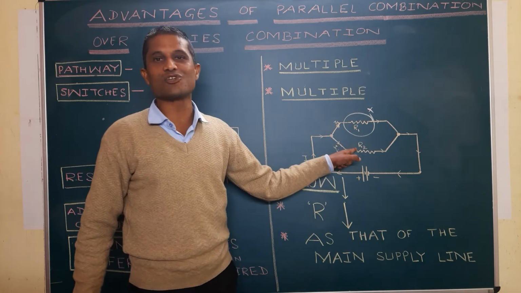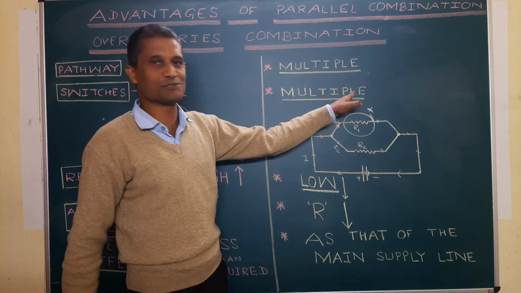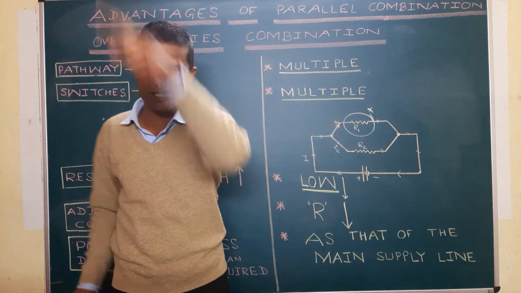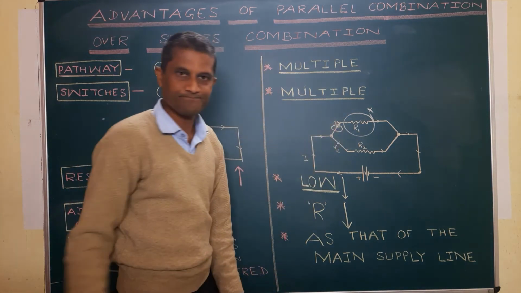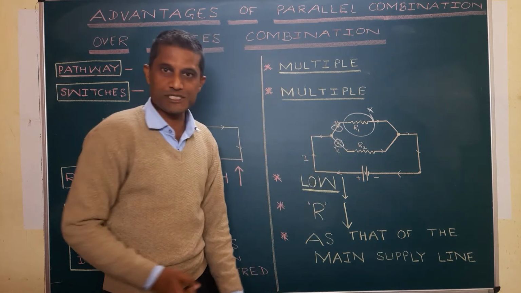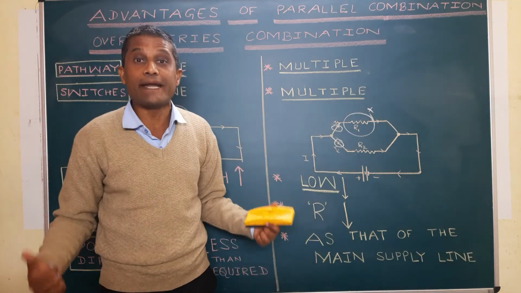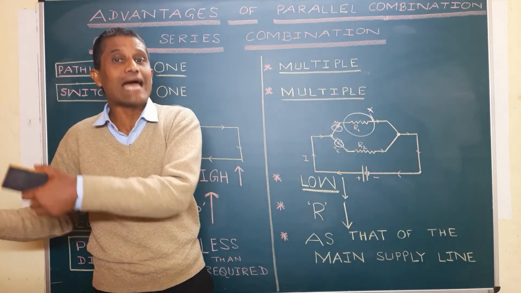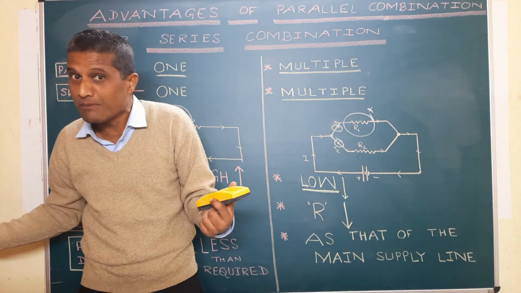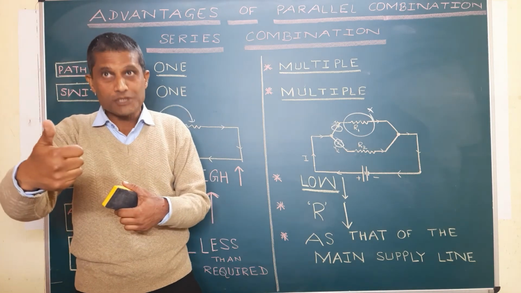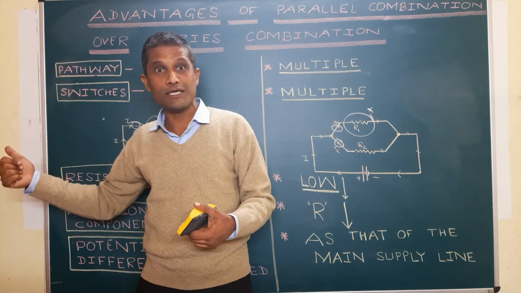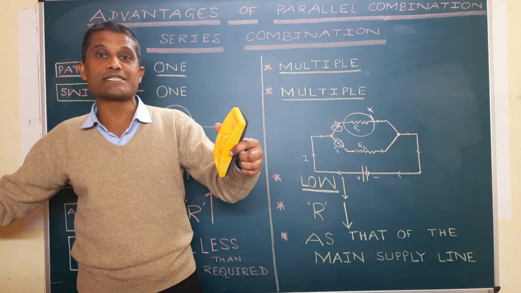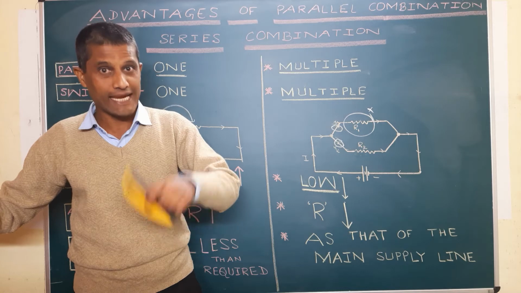Every resistor has its own switch, multiple switches. Multiple switches means the number of resistors equals the number of switches. So it has its own switch. It means you have the independence to switch an electric appliance on or off as you do at your home. If you want to switch on the tube light, you can. If you want to switch off the TV, you can, because all those electrical components have been put in parallel combination.